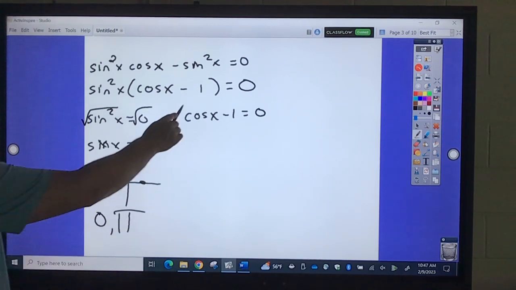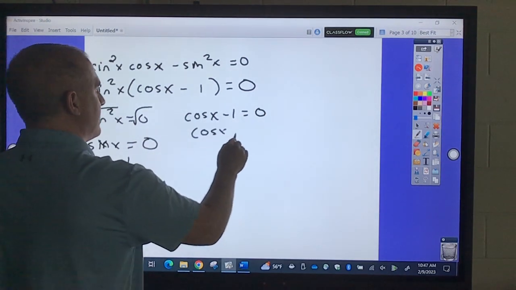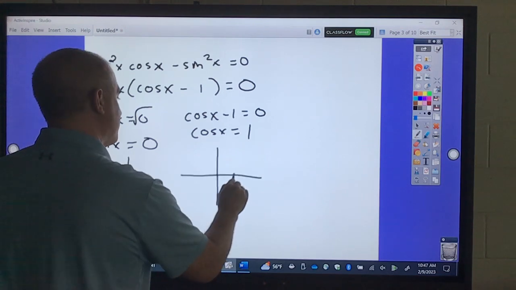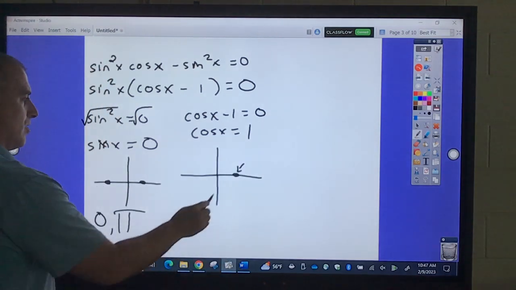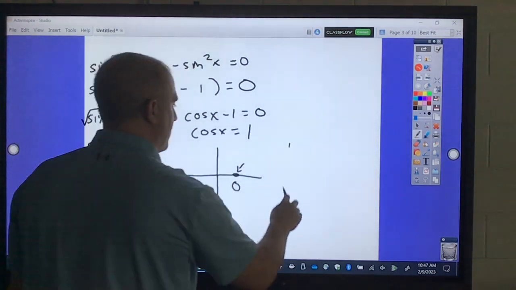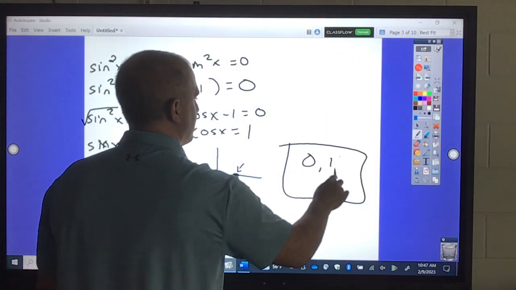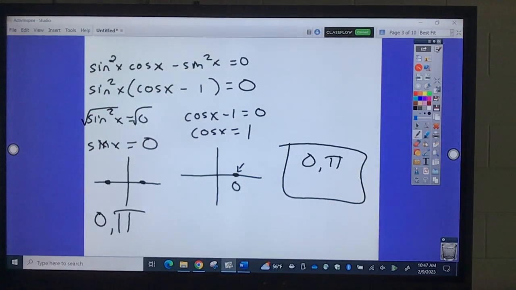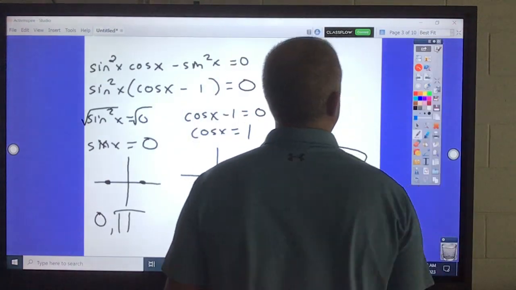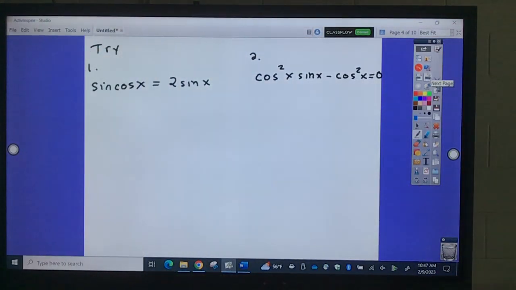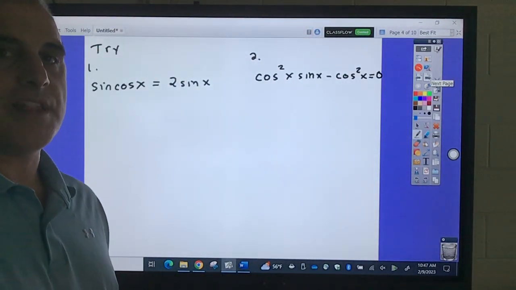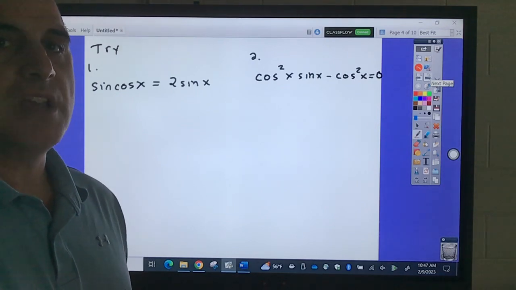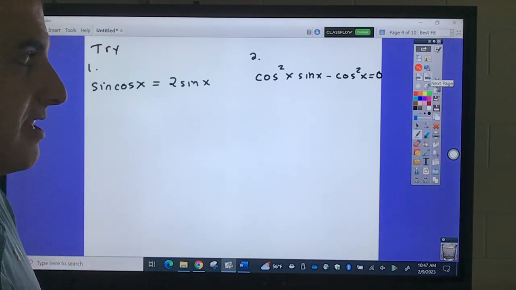Okay, this one I move the 1 over. Where's cosine of x equaling 1? The only spot that could happen is right here, which is at 0. Since I already have that, my answers here are just 0 and pi. You don't have to worry about putting the 2 pi there. So go ahead and pause your video, and then go ahead and practice these on your own. And when you're done, unpausing, you can see the answer.